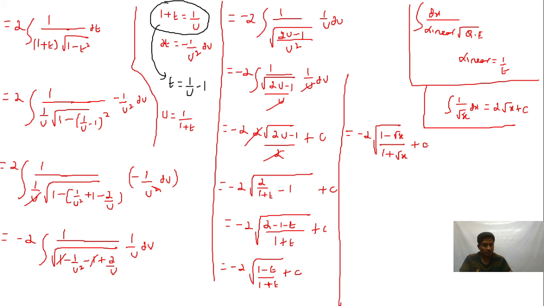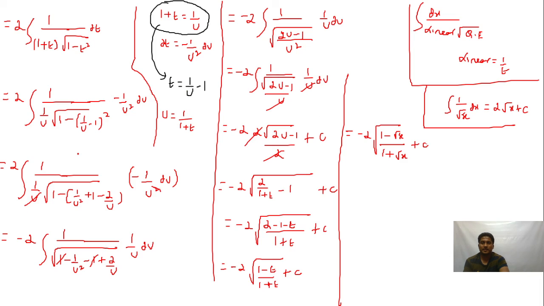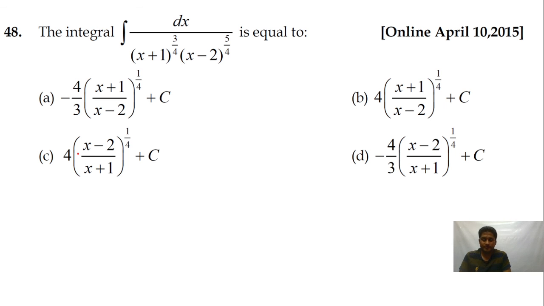That's the answer, guys. Okay, question number 47. Minus 2 into root of 1 minus root x by 1 plus root x. Answer is option C. Okay, let's do the next question. We did a similar question in 2020 as well.